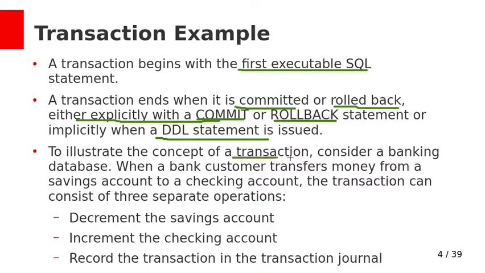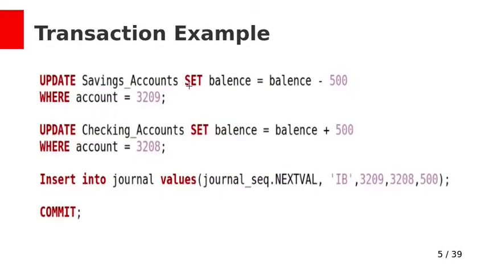To understand the concept of a transaction, let us consider a banking database. When a bank customer transfers money from a savings account to a checking account, the transaction consists of three separate operations: decrement the savings account, increment the checking account, and record the transaction in the transaction journal. Update savings accounts, set balance equal to balance minus 500 where account equal to 3209. Update checking accounts, set balance equal to balance plus 500 where account equal to 3208. Means from this account 500 rupees are debited.